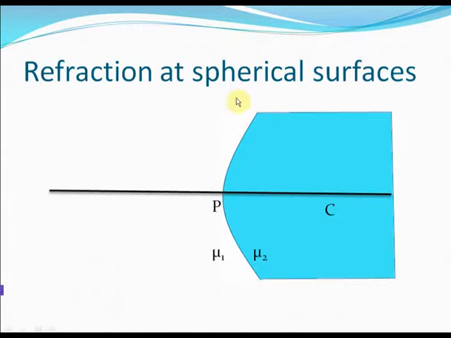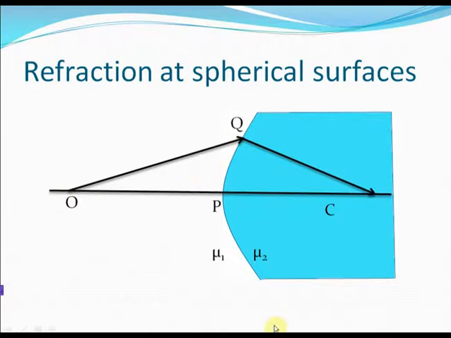Let's imagine that this is a glass slab here and this is air surrounding the glass slab. So let's try to find out the equation when a ray comes and gets refracted from this spherical surface. Let's say this is an object here which is emitting a ray that is striking the spherical surface and forming an image right here.